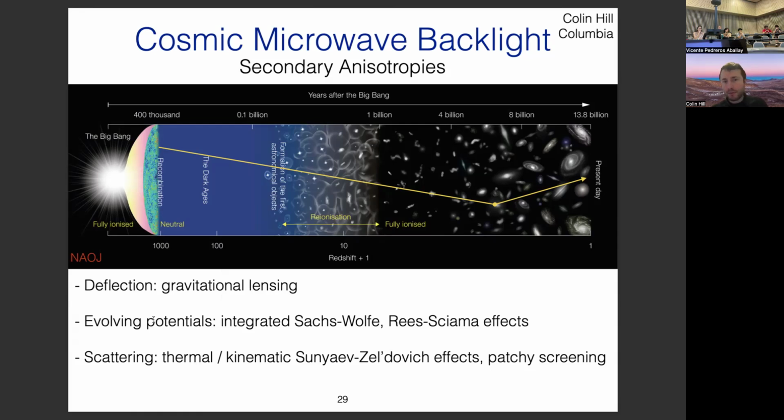There are effects due to the evolution of gravitational potentials, like the ISW effect. And then there are effects related to scattering of the photons off of free electrons. These are variants of the Sunyaev-Zeldovich effects, like the thermal and kinematic SZ effects. So these are all standard things that are already studied. What we're going to talk about here are some possible BSM secondary anisotropy signals. These are going to be due to conversions that could convert the CMB photons into other states as they propagate, and these will generically leave what we call a patchy dark screening signature in the CMB.